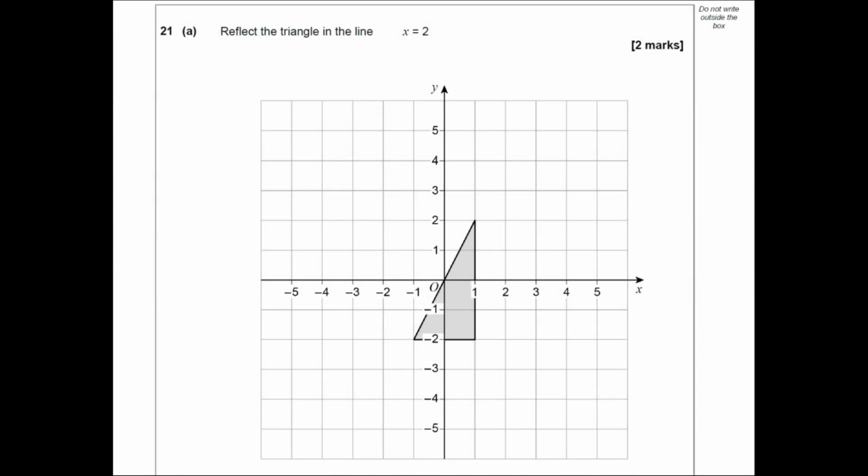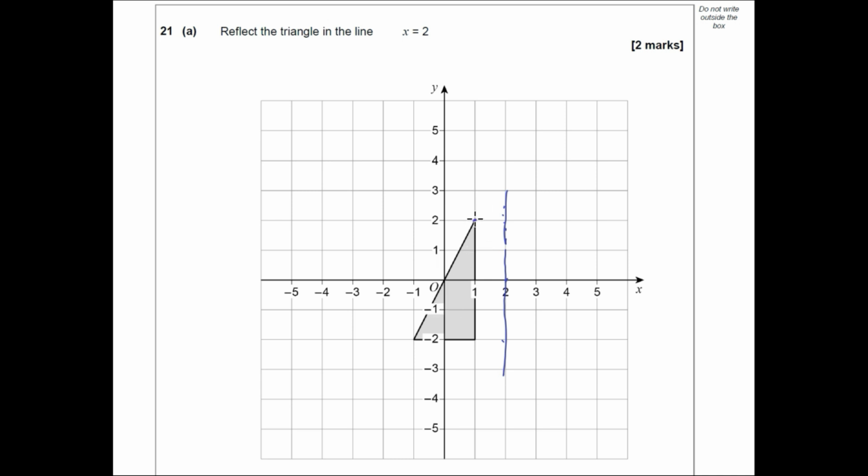21. Part A. Reflect the triangle in the line x equals 2. First of all, we need to draw the line x equals 2. X equals 2 is here. Okay, this is the line. Now, we need to reflect this triangle.